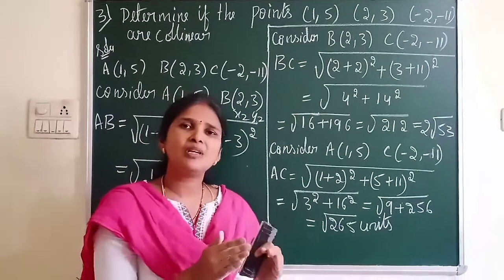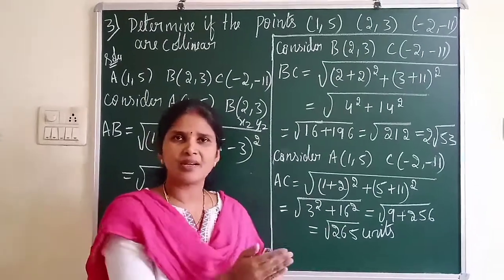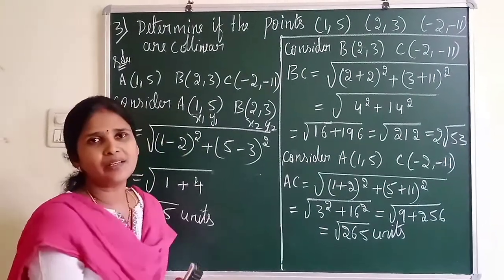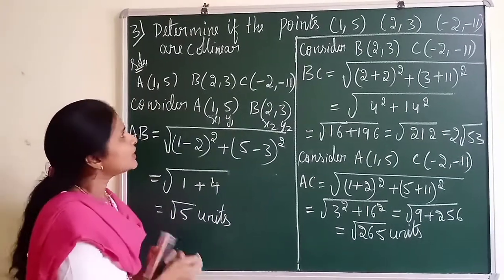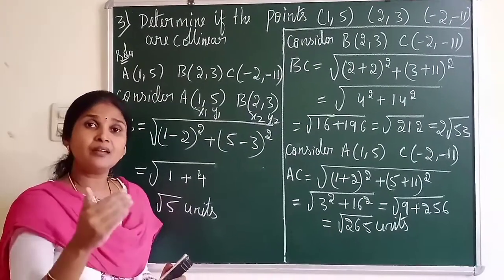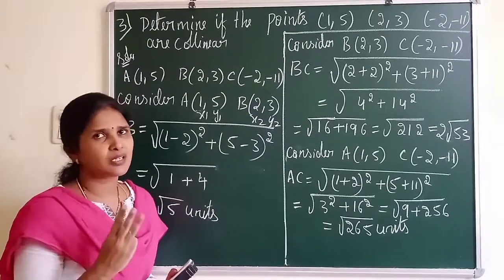Collinear means it cannot form a triangle. All the 3 points lie on a straight line. So let us check whether that condition is satisfied or not. For that, AB plus BC and AC. So I have to find the distance formula 3 times.